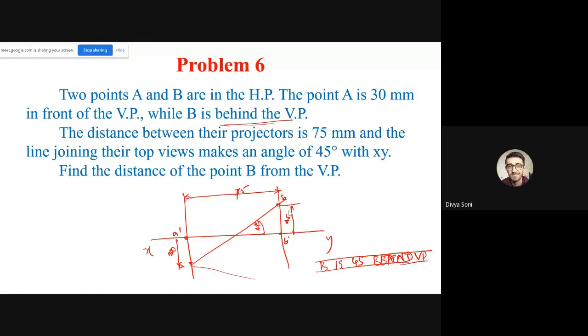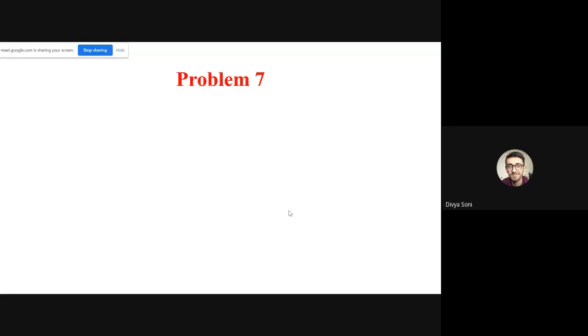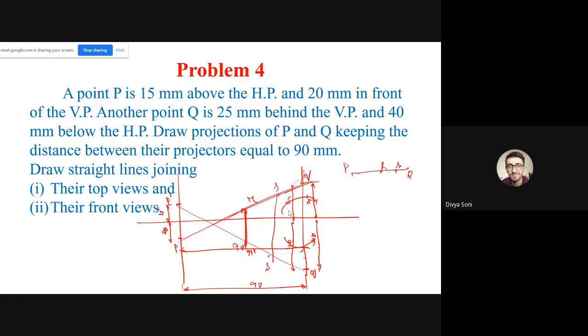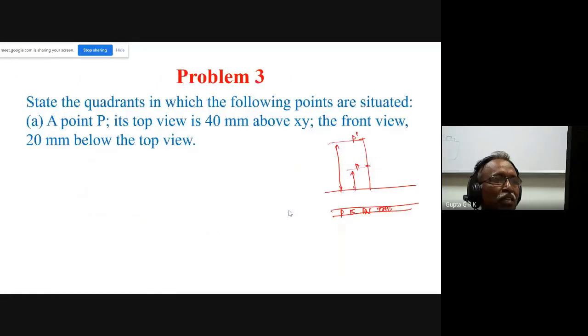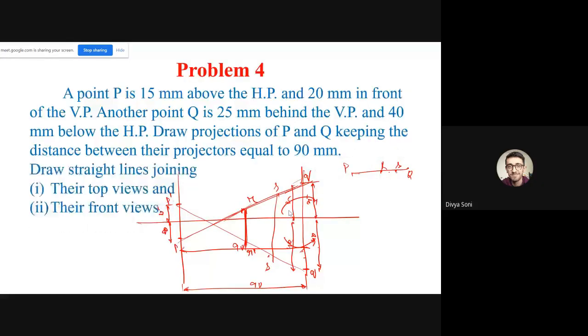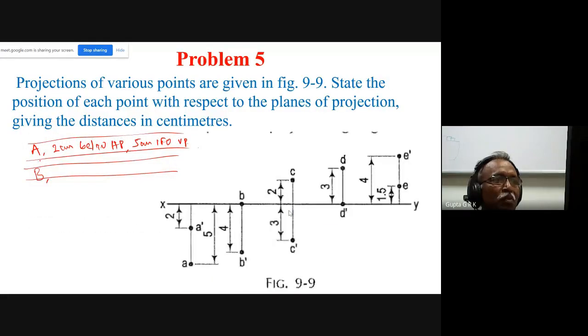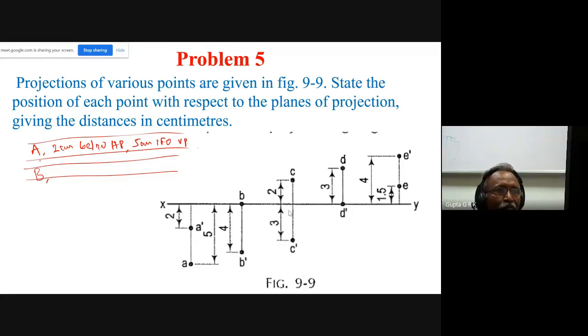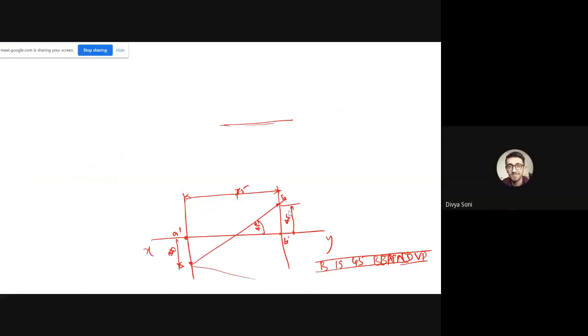Yes, sir. Sir, in question 5, they had already given the figure. So do we have to redraw it or just write the necessary answer? You need not draw the figure. Sometimes in the class people ask you to draw, but here you need not draw it. This figure need not be drawn. You have to just write the description.